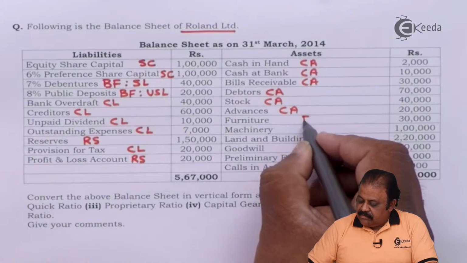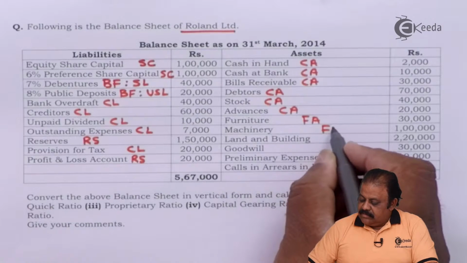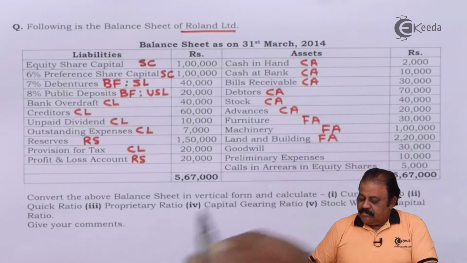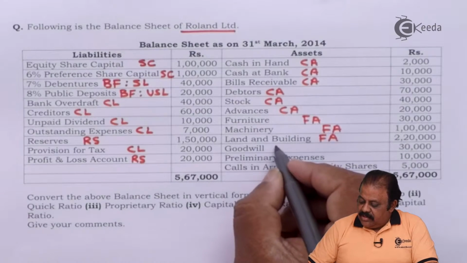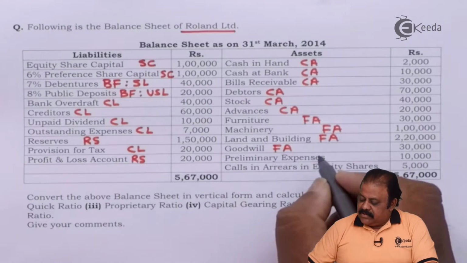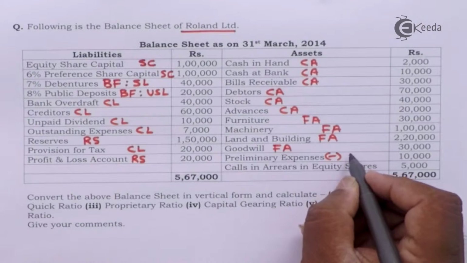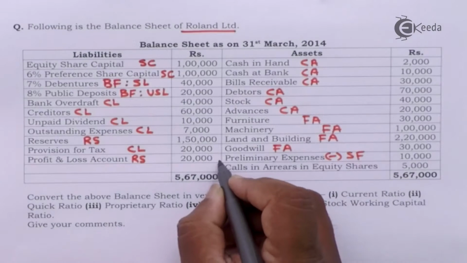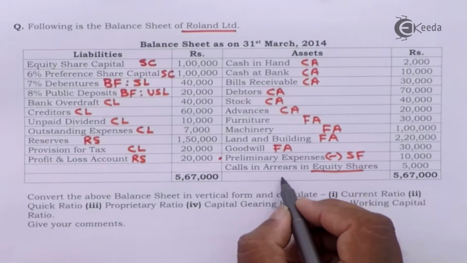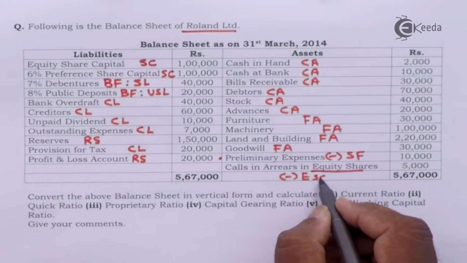Furniture, fixed asset. Machinery, fixed asset. Land and building, fixed asset. Goodwill, fixed asset. Preliminary expenses, this is fictitious asset. This will be deducted from shareholders fund. Calls in arrears on equity shares, this will be deducted from called up equity share capital.